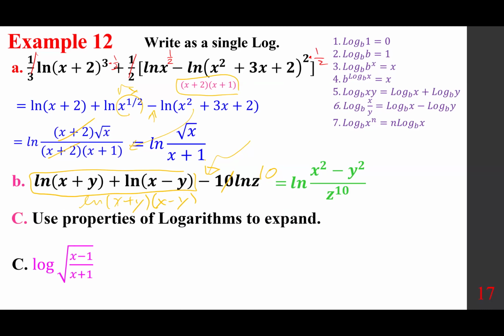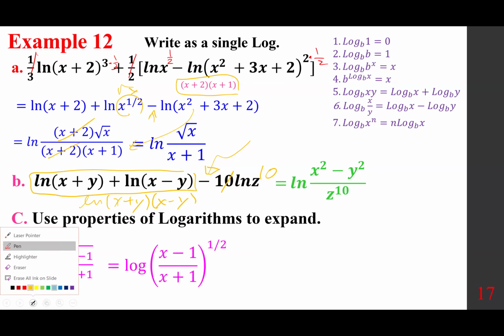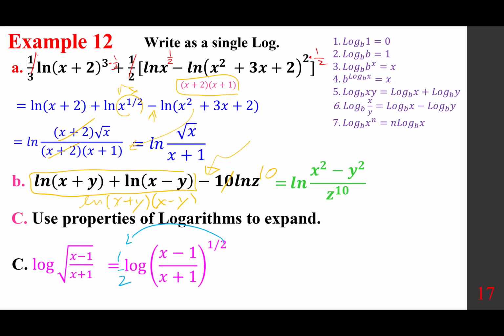All right, here's the next one. Now we want to go the reverse process. We are going to expand everybody. So first and foremost, square root means to the power of 1/2. Second, I can put the 1/2 in front. So 1/2 log of (x minus 1) over (x plus 1).